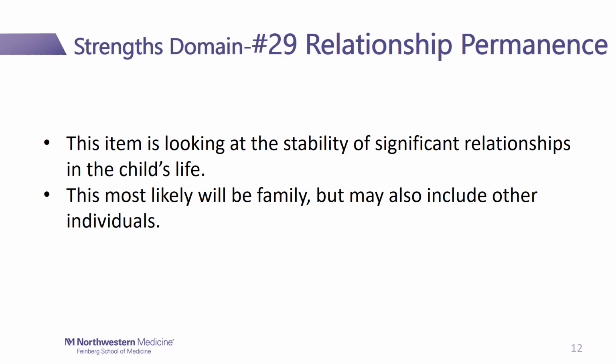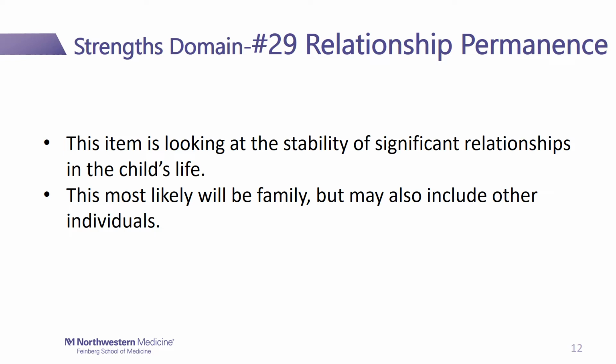Item number 29, relationship permanence. This item is looking at the stability of significant relationships in the child's life. This most likely will be a family, but may also include other individuals. A 0 is a child who has very stable relationships. Family, friends, and community have been stable for most of their life and likely will remain so in the foreseeable future. The child is involved with both parents.